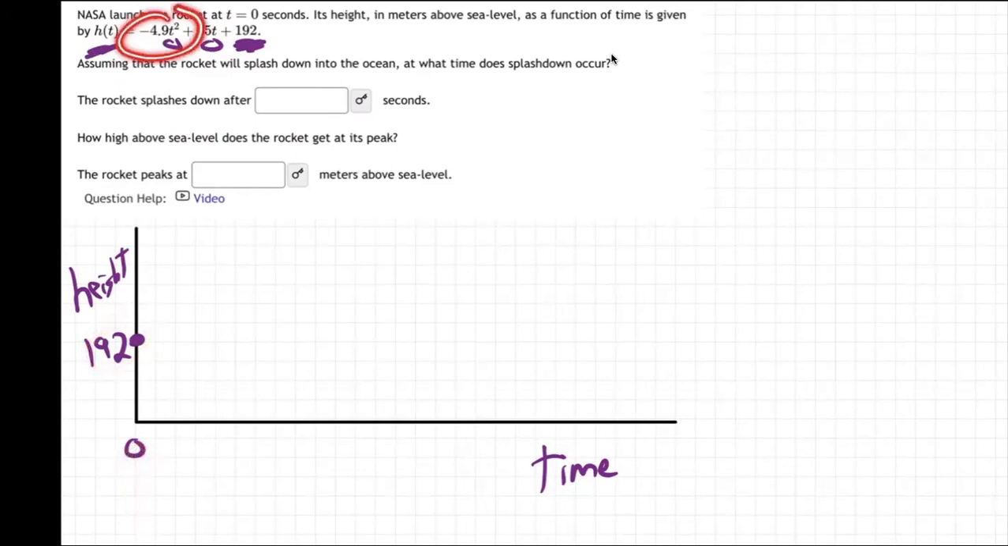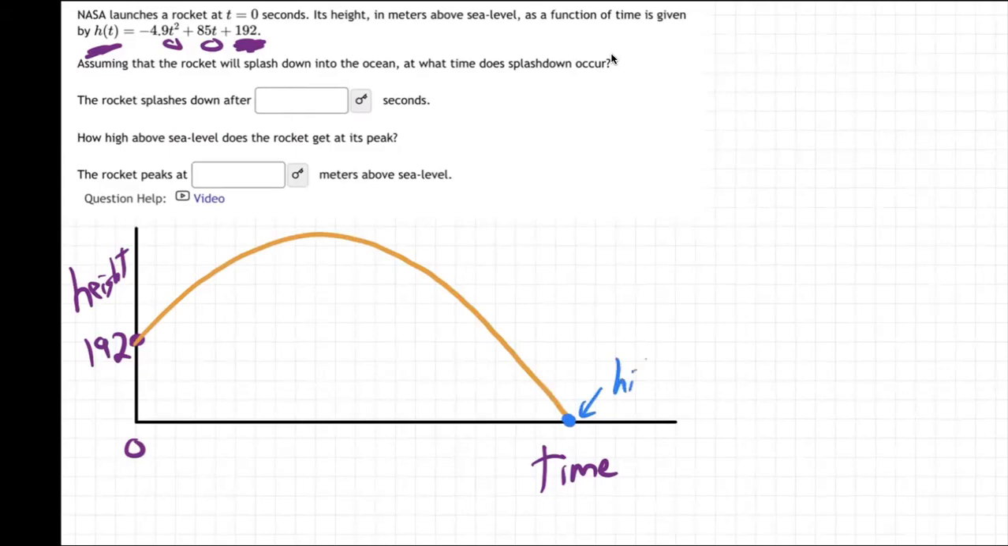And this is a t-squared graph, which is a U-shape, and it's a negative t-squared. So it's an upside down U-shape. That means this rocket will do something like this. It'll take off and come down. And this right here is when it lands in the water. It splashes down. And this is its max, or its peak.